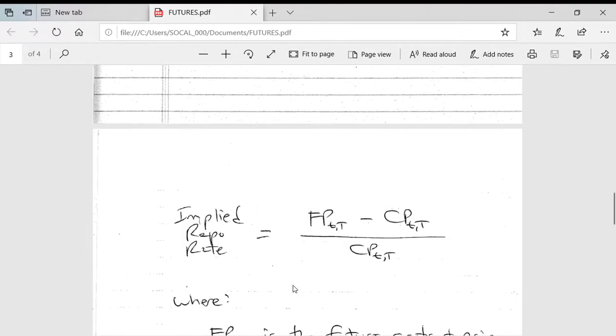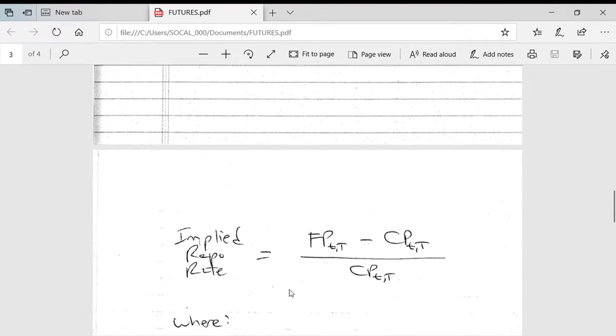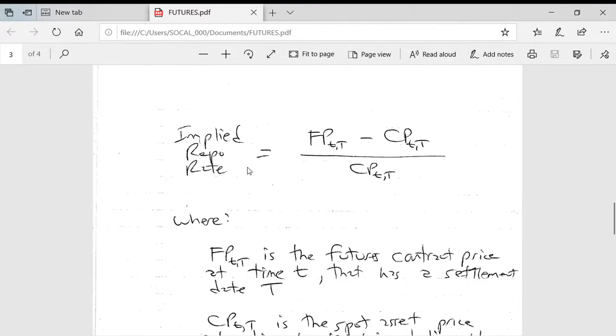All right, now let's look at an interest rate future example. Before I do, I just want to make a simple observation of a term, and the term is implied repo rate. And you need not be concerned with the subscript upper and lowercase t's. Just recognize that an implied repo rate is the value of a futures contract minus the value of the spot asset divided by the value of the spot asset.